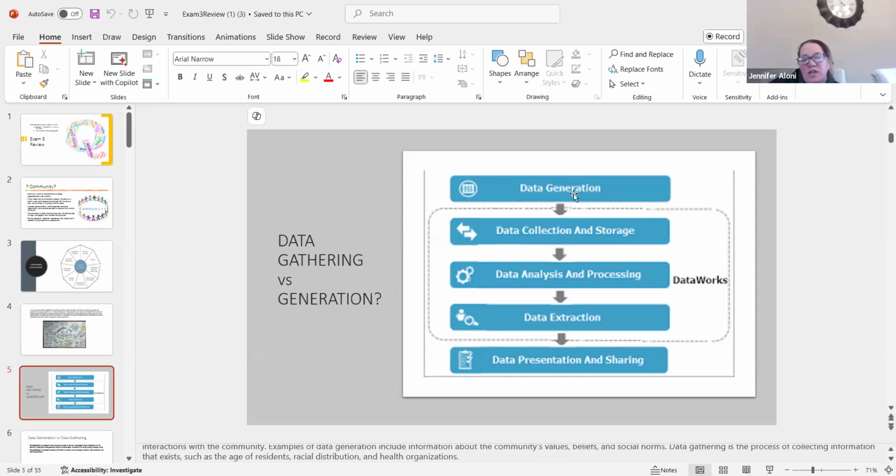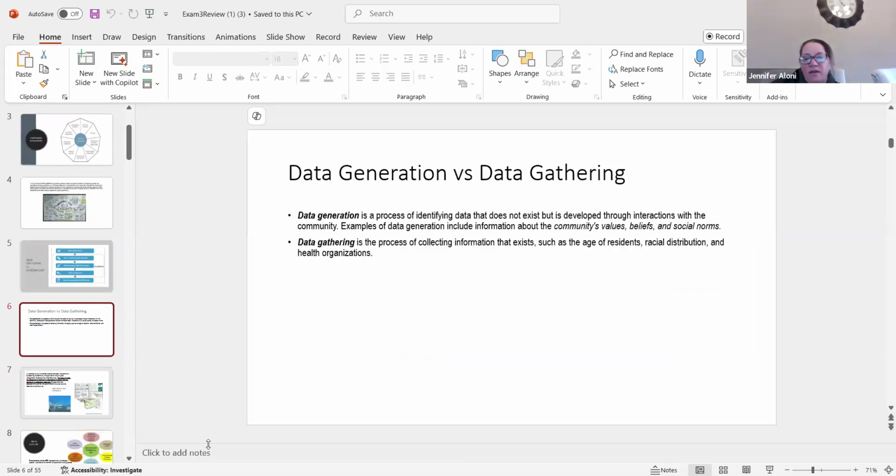So difference between generation and gathering. Okay, so gathering is just getting the information that's there. Generating is you really have to go out there and find it. And here I emphasize again, examples of data generation are something you cannot get in a book. So it's like community values, beliefs, and social norms, okay?